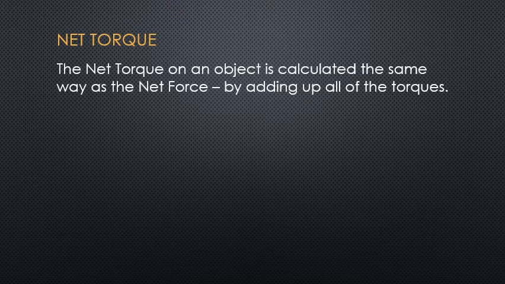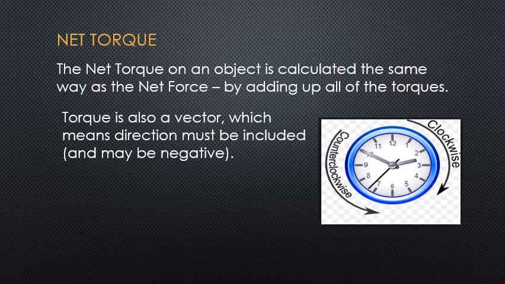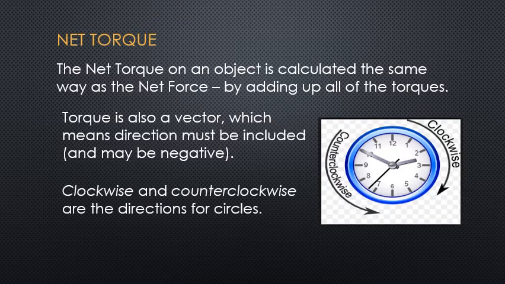So net torque, just like net force, you add up all of the torques together, keeping in mind that if you're spinning one direction, it's positive. If you're spinning the other direction, it's negative. And you get to choose which way is positive or negative based on the problem. So if you look at the problem and counterclockwise makes sense for positive, then you can go ahead and say counterclockwise is positive, and that would make clockwise negative.